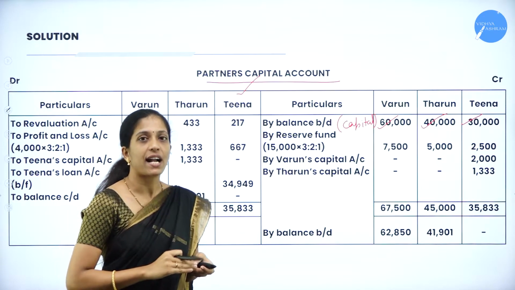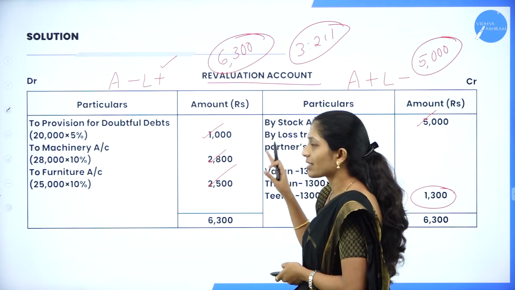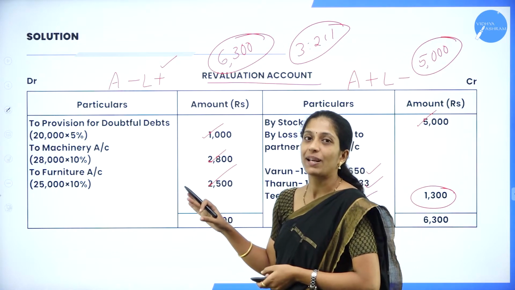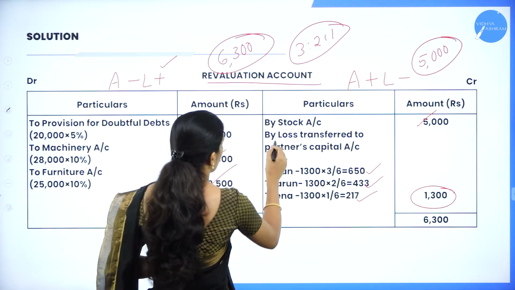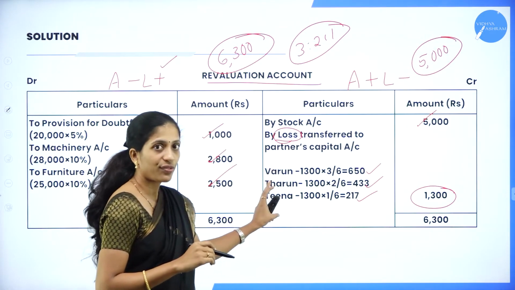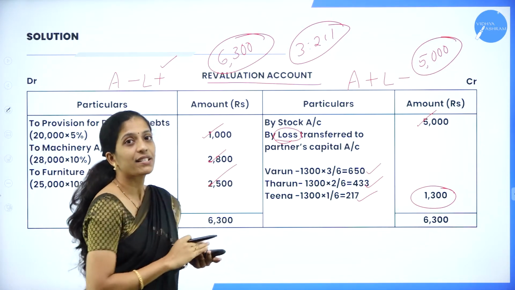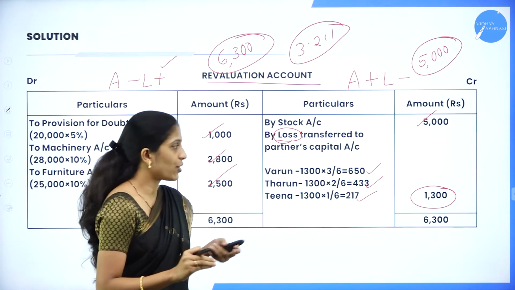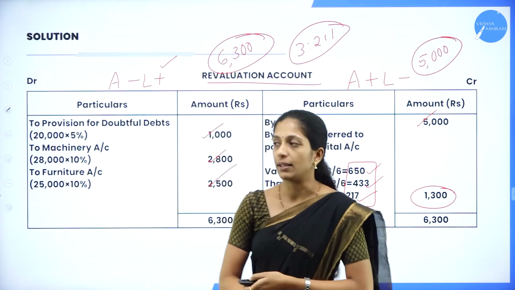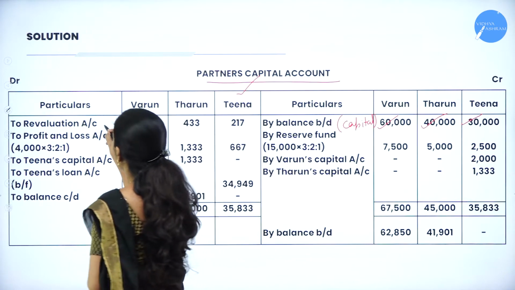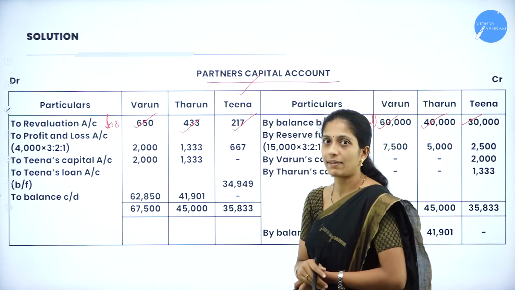Next, your second step is that you have to transfer the revaluation account balance. You had already prepared this revaluation account and the balancing figure will be either revaluation profit or revaluation loss. In this problem, it is revaluation loss, and we had transferred it to partners. Right now, we have to take this revaluation loss to the debit side. So, how to record? To revaluation account, and record all these amounts 650, 433 and 217.